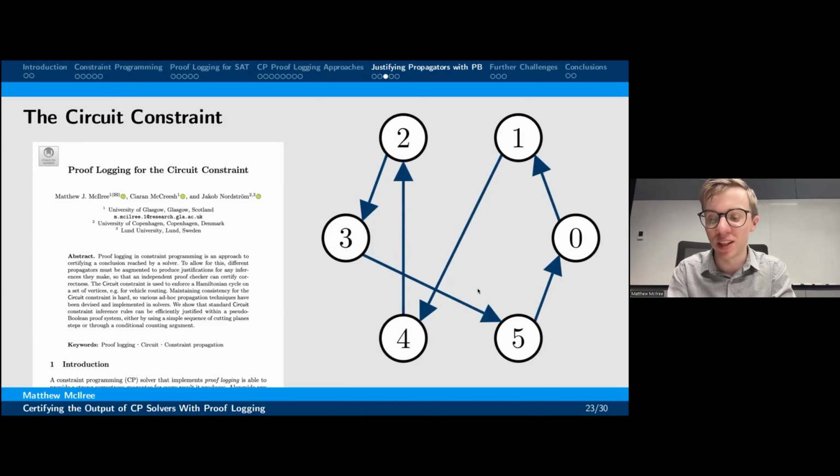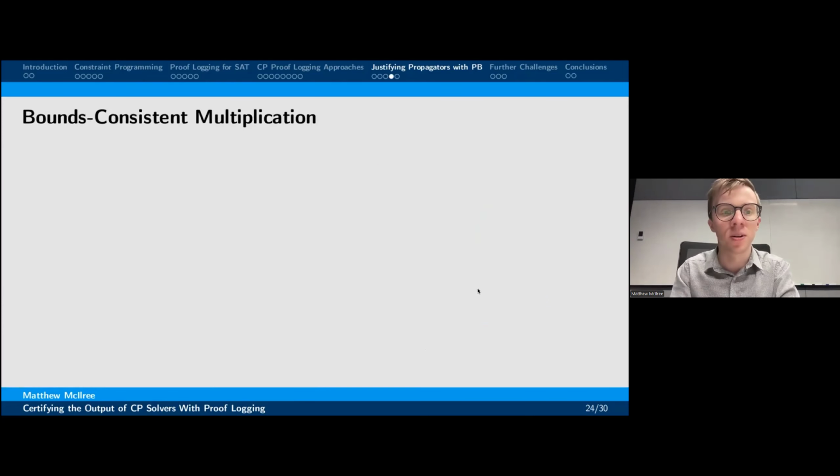And what we did is we went through all of the propagation algorithms that we could find that were implemented in state-of-the-art CP solvers and showed that all of them can be boiled down to effectively a similar sort of counting argument as was used for the all-different constraints, and construct pseudo-Boolean justifications for this as well. So there's no barrier to doing it for circuit. There's no barrier to doing it for any constraints that we can decompose or express as an MDD.